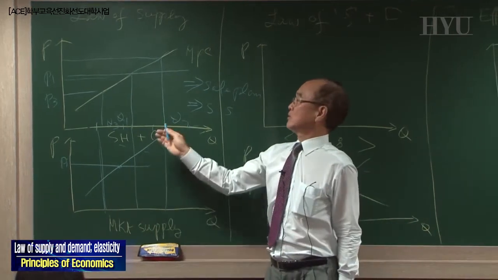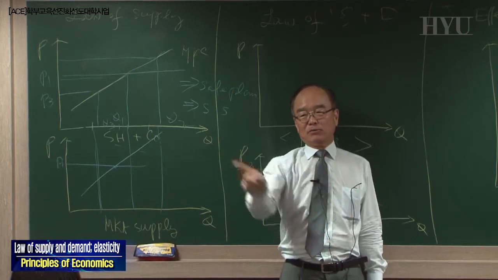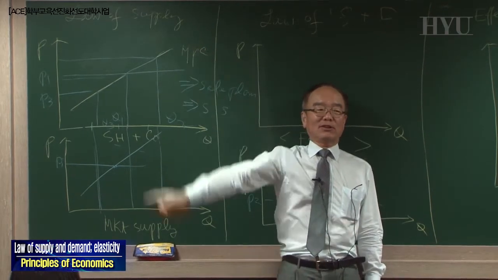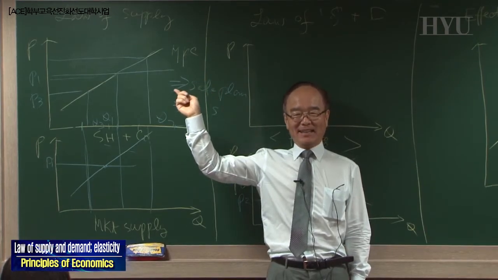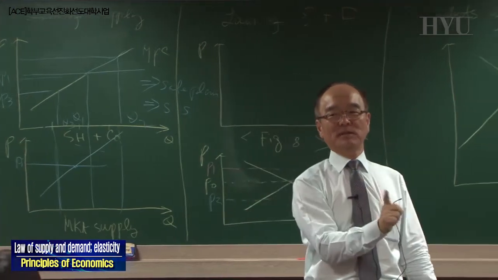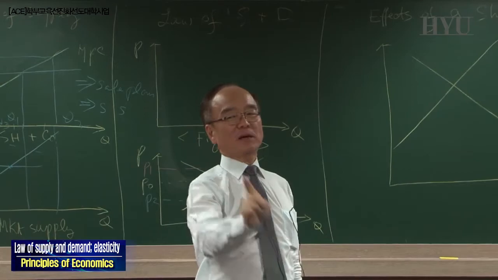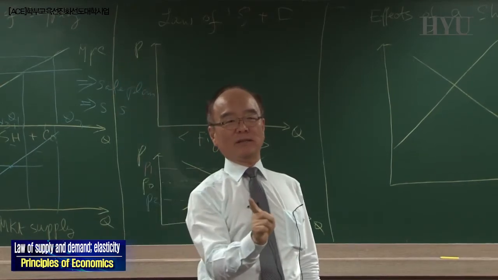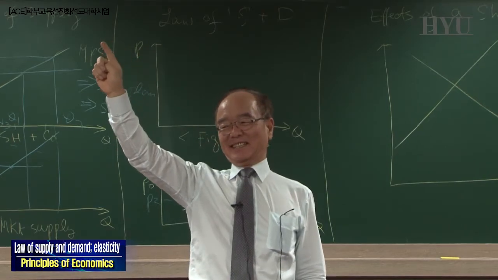Okay. Then from this, we understand that the supply curve should be upward sloping. That's nothing other than the law of supply. The law of supply means the market supply curve is upward sloping with respect to price. So as market price goes up, quantity supplied increases. That's it.